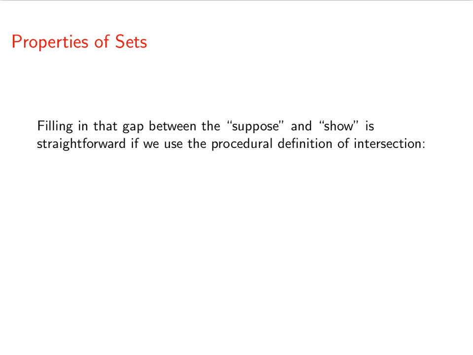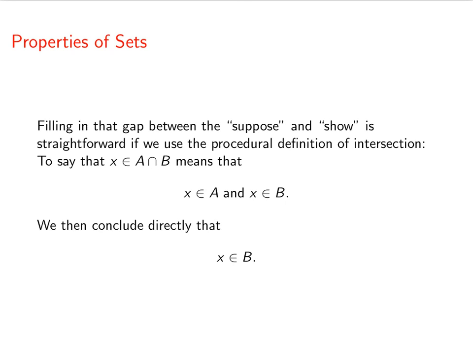Now filling in that gap between the suppose and the show is actually going to be pretty straightforward in this case if we use the procedural definition of intersection. So saying that X is an element of A intersect B means that X is an element of A and X is an element of B. And then we conclude directly that X is an element of B.